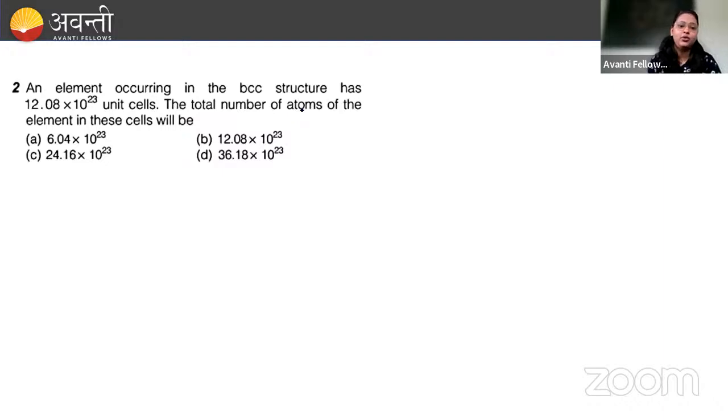An element has a BCC structure with this many unit cells. The total number of atoms of the element in this cell will be? So you know that if an element is present in a BCC structure, the number of atoms in the BCC structure is how many? Can you tell me how many atoms can be accommodated in a BCC structure? Total number of atoms for BCC?